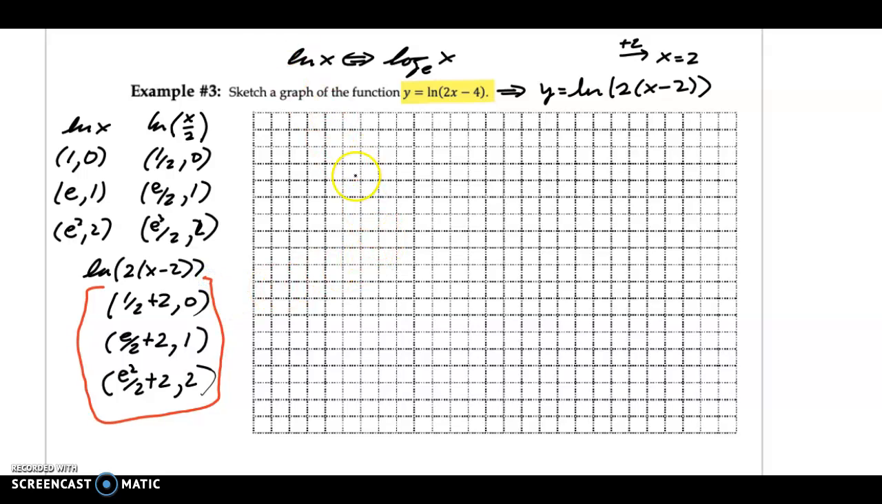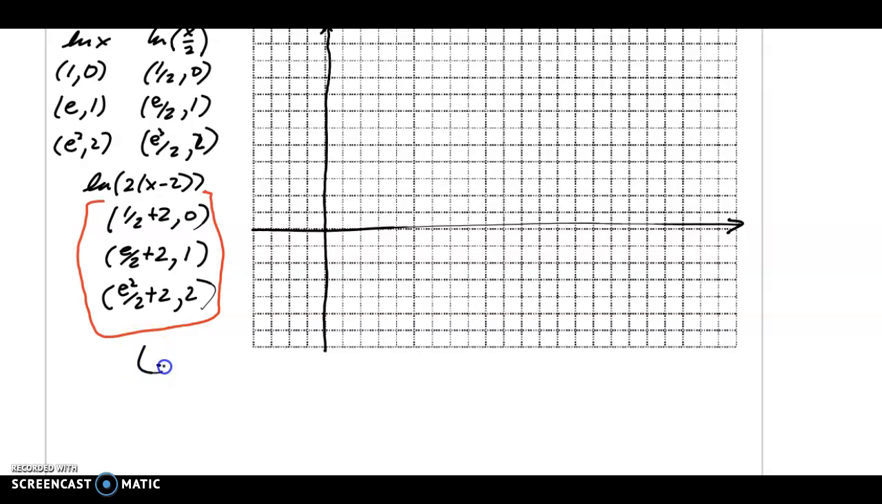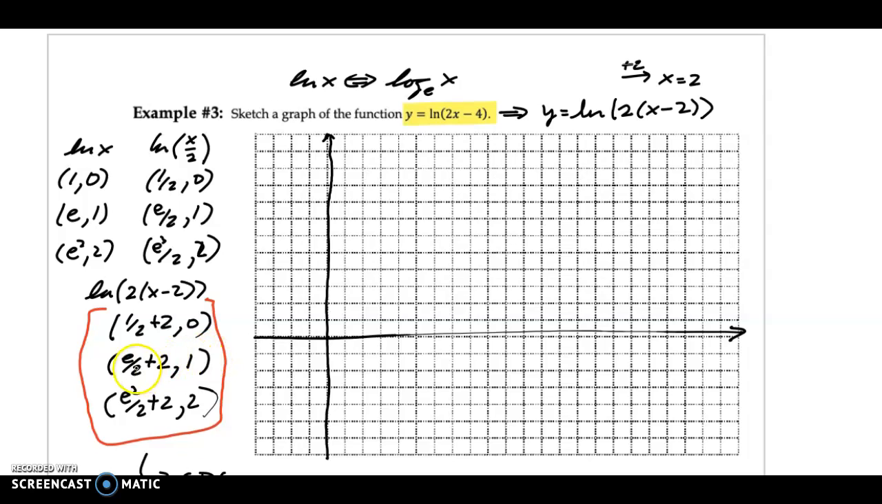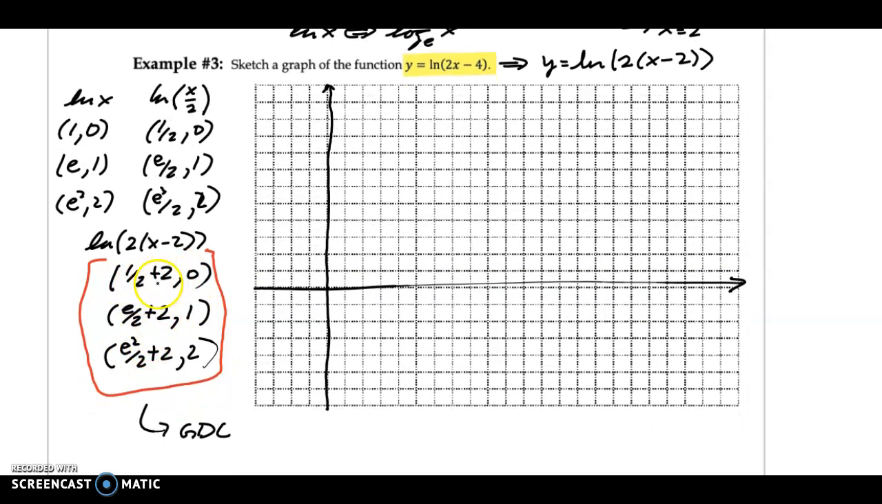So here is my vertical, that's my y-axis, and here's my x-axis. Notice that these values, particularly with e, you would actually want to use the GDC for this problem, or Desmos. We'll plot these into Desmos and we'll see the values, and it'll make perfect sense.